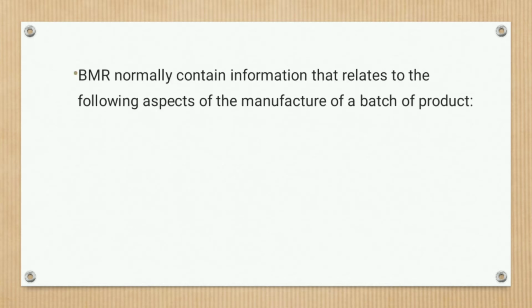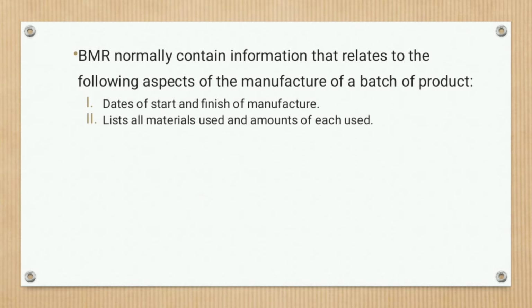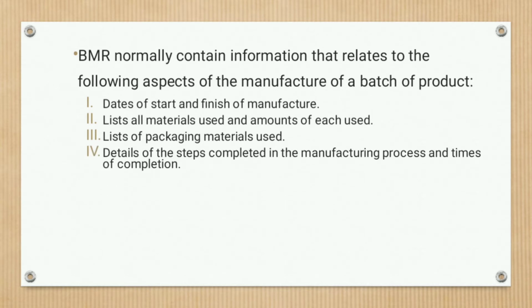Then coming to the next one, BMR normally contains information that relates to the following aspects of manufacturing of a batch of product. The first one is date of start and finish of manufacture. Then it also indicates a list of all materials used and the amount of each that has been used. Then it also describes a list of packaging materials that have been used. Then details of steps completed in the manufacturing process and time of completion. Then also initials of the person responsible at every stage.